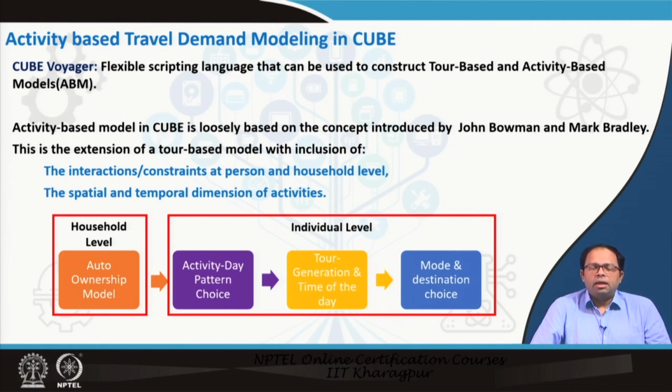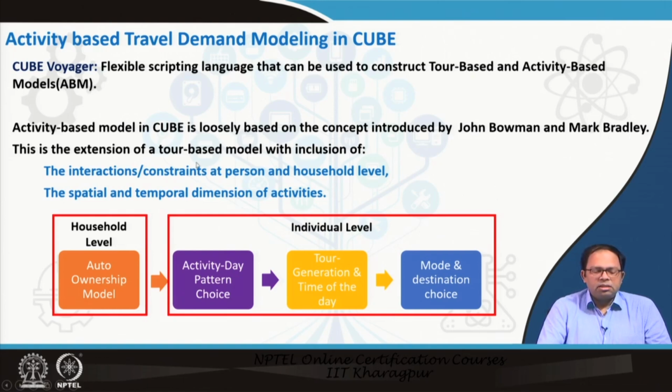For example, at what time it will start, what time it will end, and how to organize the activities throughout the day. These are the primary tasks, and travel is a derived demand coming out of those activities. The activity based model in Cube is loosely based on the concept introduced by John Bowman and Mark Bradley. There are several frameworks for activity based models, and different variations of it, but the concept followed in Cube is a simple one, which considers the concept introduced by John Bowman and Mark Bradley.